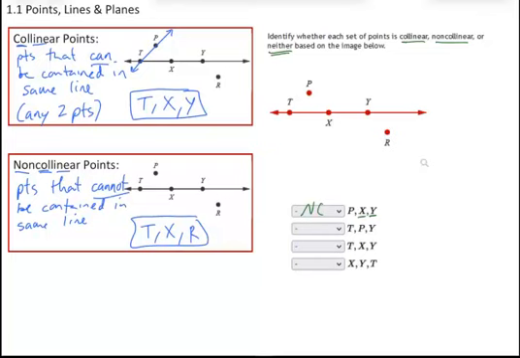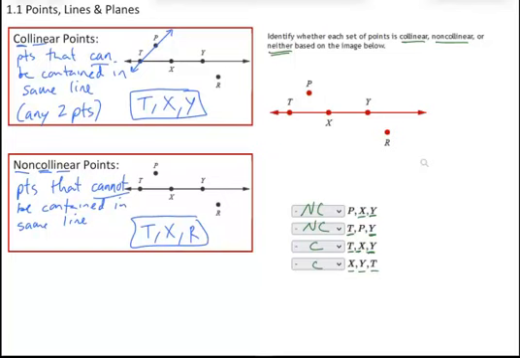T, P, and Y, so we have T and Y on the same line. Is P on that line as well? No, so non-collinear points. T, X, and Y, so T and X are on the same line. Y is also, so collinear. And then the final, X and Y are on the same line, T is as well, and so also collinear.